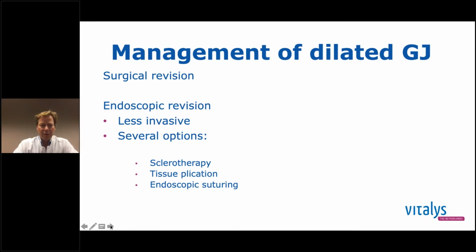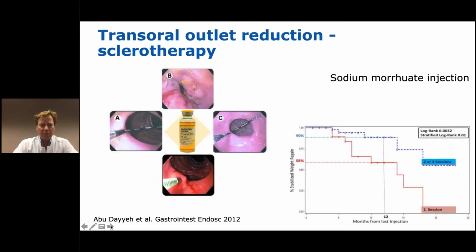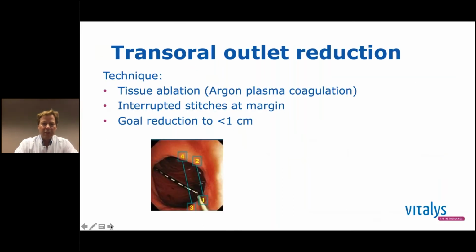And I would briefly mention some of the options that have been described in literature. This is a study by that same author, who is very much experienced in endoscopic revisions. And this is a study where they use sclerotherapy for the outlet reduction by injecting a substance which is mentioned here, which I'm not familiar with, but what you can see in this graph is that at least after a few sessions, there is a significant stabilization of the weight regain.